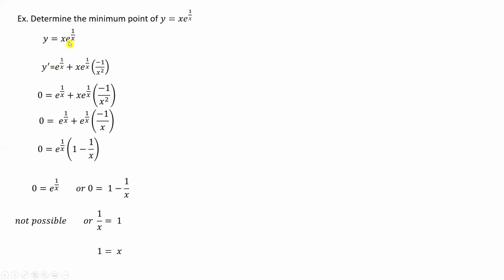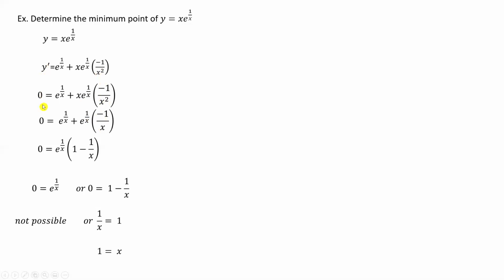Derivative of the e rules, you write down exactly what you started with and then take the derivative of the exponent. 1 over x is the same as x to the negative 1. The derivative of x to the negative 1 is negative 1 x to the negative 2, which we write as negative 1 over x squared. We then clean this out, 1 x on the top, 2 on the bottom. That will leave us with just 1 x on the bottom.